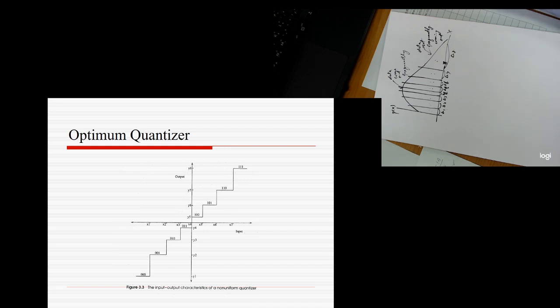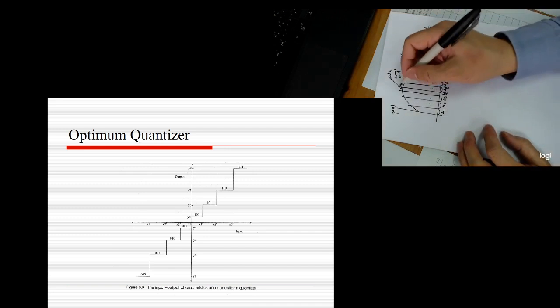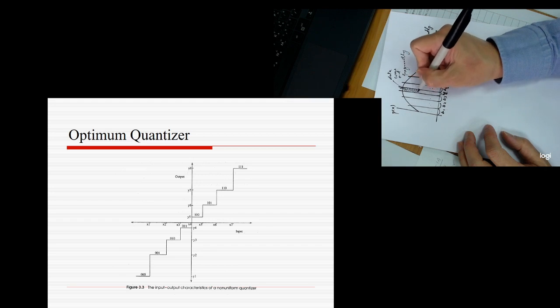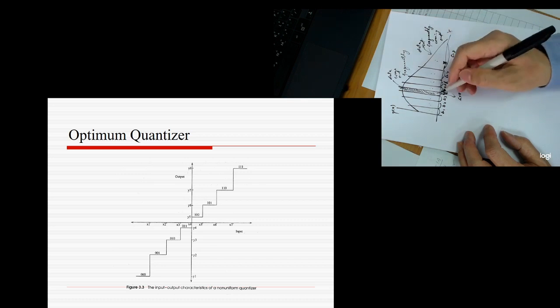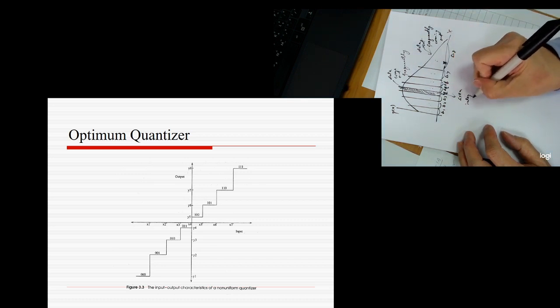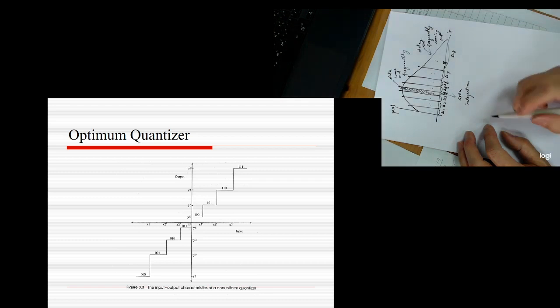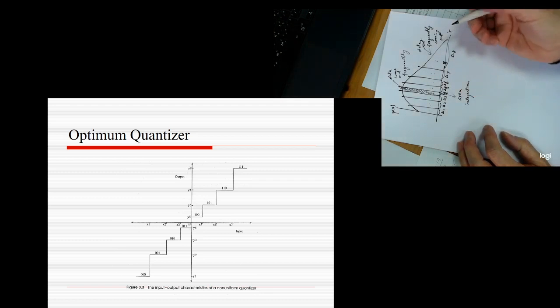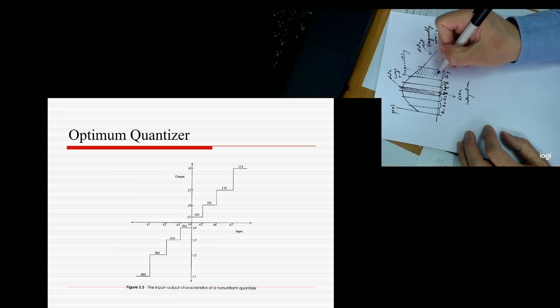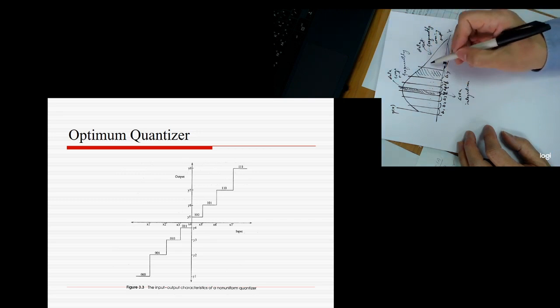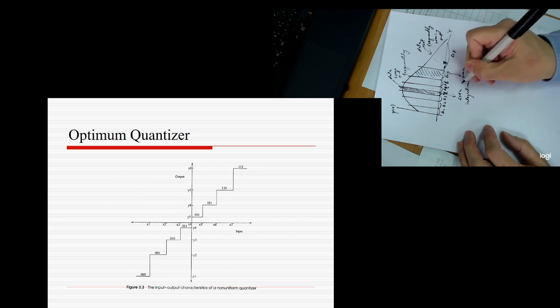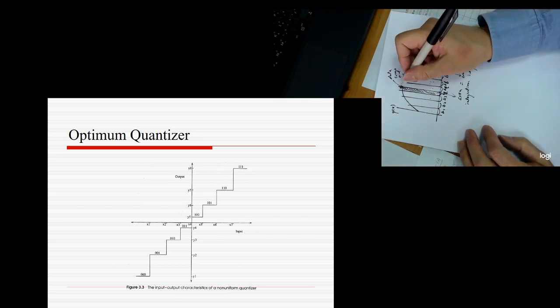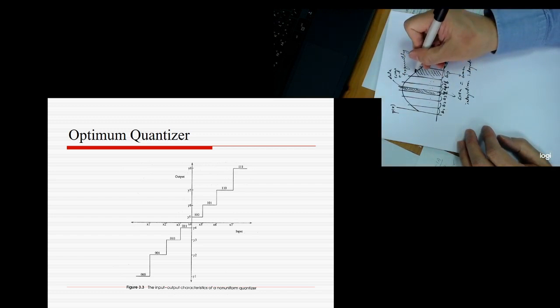So the optimal solution is to make sure you integrate the area. We try to do the integration between your step size delta 4 and this area, so we have a region. We try to do the area integration and make them equal. So according to each region, we try to find the centroid point.